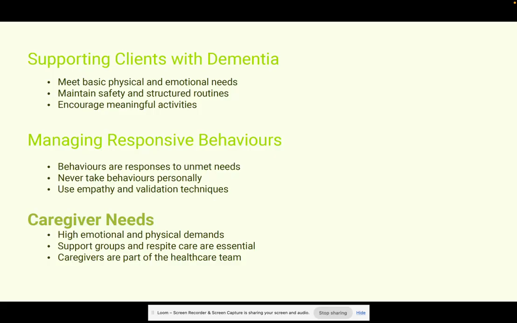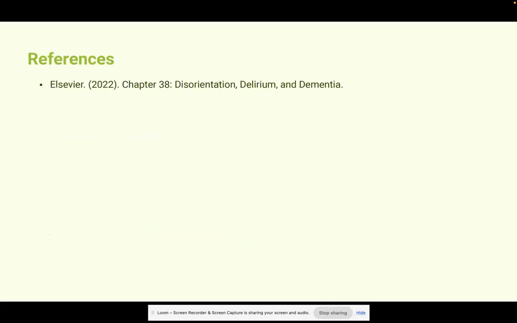And make sure that caregivers, whether it's the PSW or the family member, are always part of the healthcare team. So for references, if you want to read further about it, you can always go to Chapter 38, Disorientation, Delirium, Dementia, in the PSW Foundation, right? So that's it. If you have more questions with regards to it, we will discuss that after this lecture, okay? So good luck and see you in the next module.